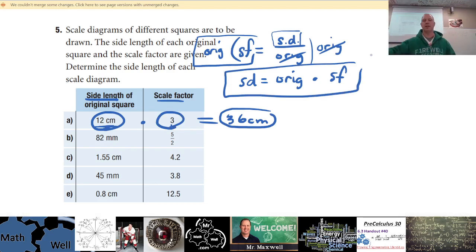That's kind of how we can rearrange the formula for scale factor. You can rearrange that to find out what to do. So we'll work more with that as we improve our algebra skills as we move on here. But yeah, it's original side length times the scale factor. That's all you need to do.